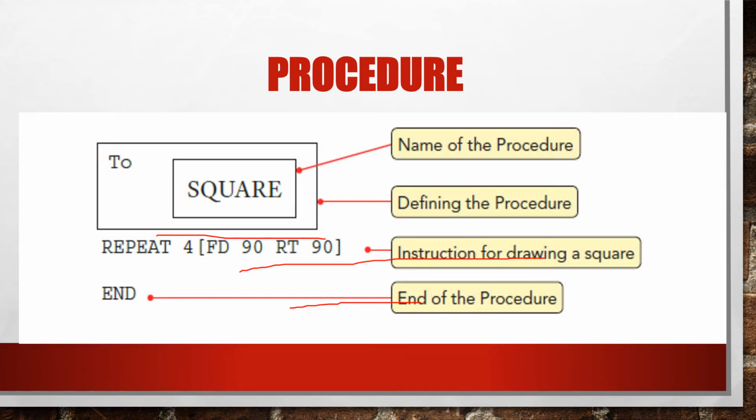See here, first the name of the procedure, TO square. This TO and square is nothing but defining the procedure; square is the name of the procedure. Next, the instruction to draw a square: repeat 4, forward 90, right 90. So it moves forward 90 steps, then turns right 90 degrees, then moves forward 90 steps, then turns right 90 degrees. Likewise, it will draw a square shape. And finally, at the end of the procedure, you use the END command.